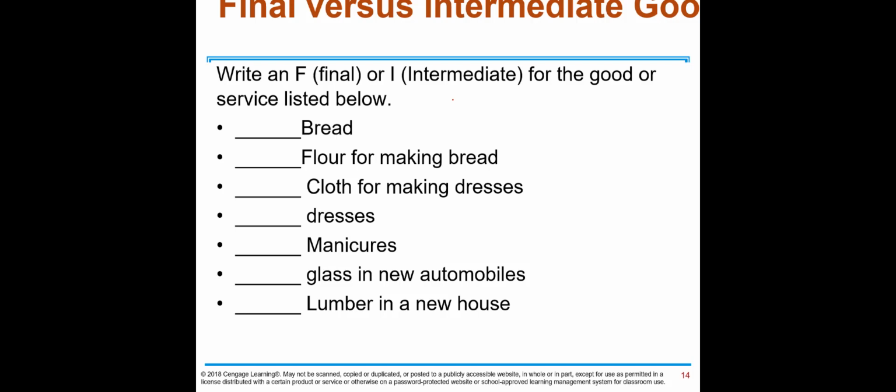So let's see this example. Write an F or I for the good or service listed below. Bread is a final good. Flour for making bread is an intermediate good. Cloth for making dress is an intermediate good. Dresses, final good. Manicures, final good. Glass in new automobiles is an intermediate good. Lumber in a new house, intermediate good.